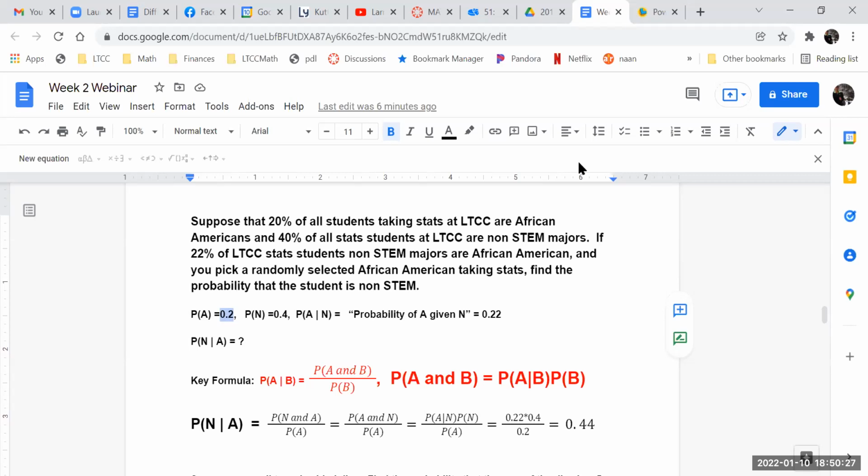So what you do is you read this big long paragraph, and every little phrase you put into symbols. Similarly, 40% of the stat students are non-STEM. I used N for non-STEM. You've got to pick some letter. What does non-STEM even mean? Do we need to know that? No, but I'll tell you. STEM means science, technology, engineering, and math. So if you've never heard the word STEM, now you've heard it.